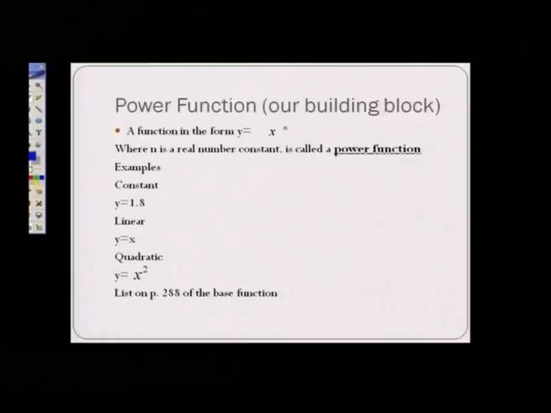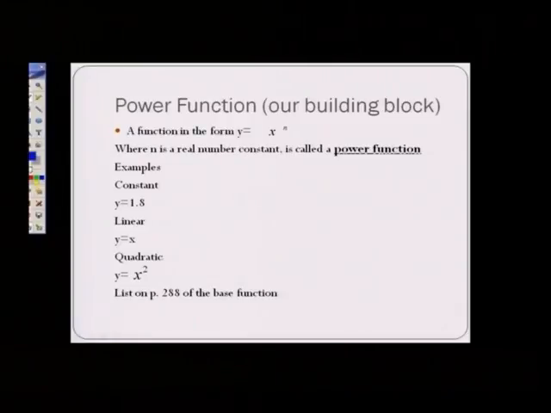So let's look back at some examples. The constant function y is equal to 1.8. What would the graph of that look like? Okay, that's just a horizontal line, y equals 1.8. Yep, no matter what you plug in for x, y is equal to 1.8. Linear function, y is equal to x. Just a review question, what's the power on x for that one? Yep, y equals x to the first power. And then quadratic, y equals x squared.